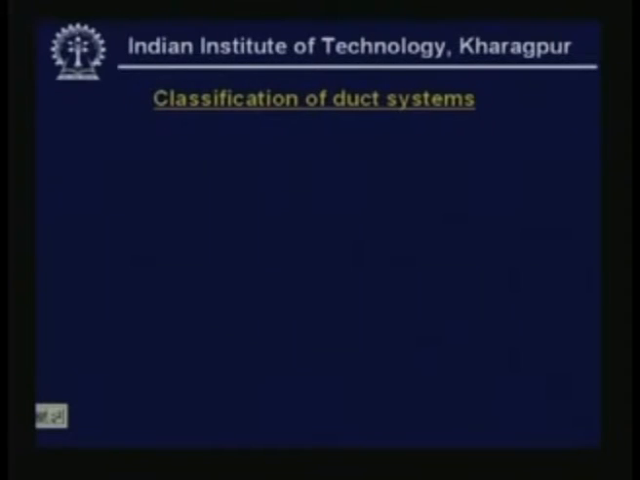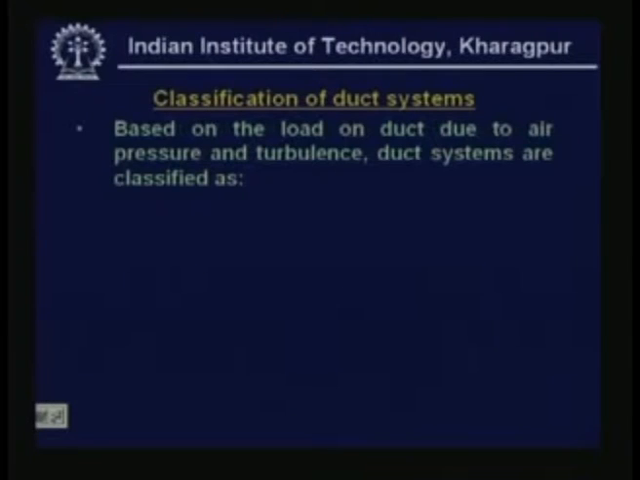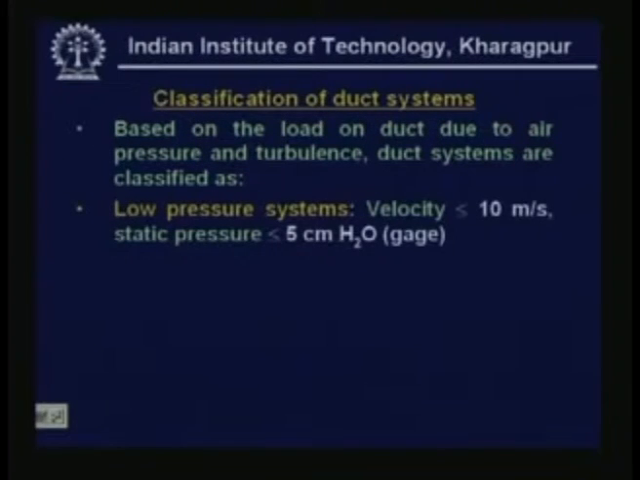So, let us first look at classification of air conditioning duct systems, how they are classified. Based on the load on duct due to air pressure and turbulence, duct systems are classified as low pressure systems, wherein the air velocity is less than or equal to 10 meter per second and the static pressure is less than or equal to 5 centimeters of water column. These systems are known as low pressure systems.